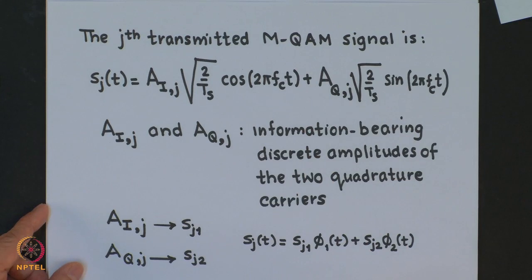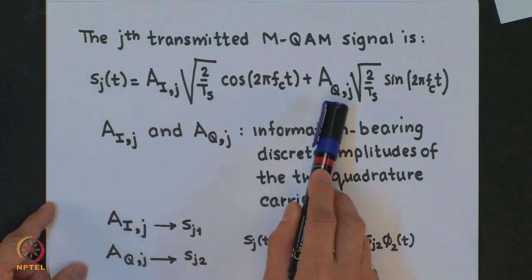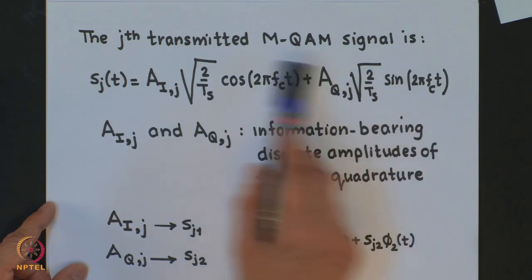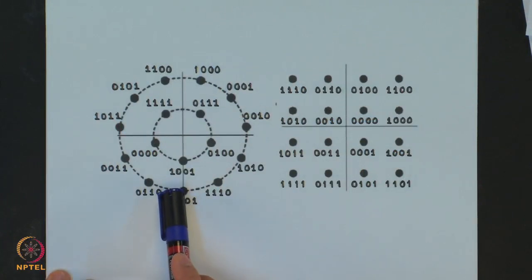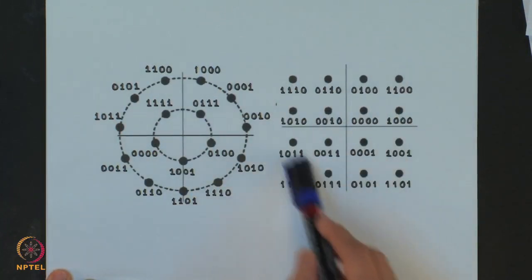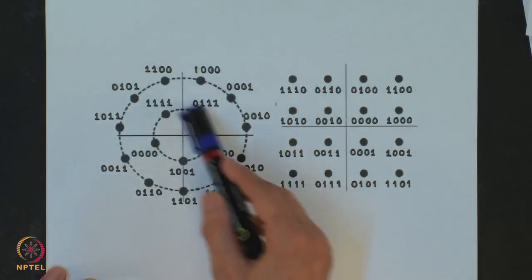Depending on the number of possible symbols M and the set of amplitudes a_Ij and a_Qj, a large variety of QAM constellations can be realized. And this figure here shows two of the signal constellations for M equal to 16. This is a rectangular constellation, whereas here you find it is two circles.